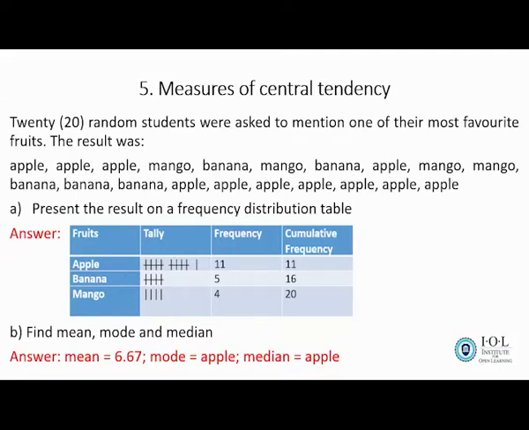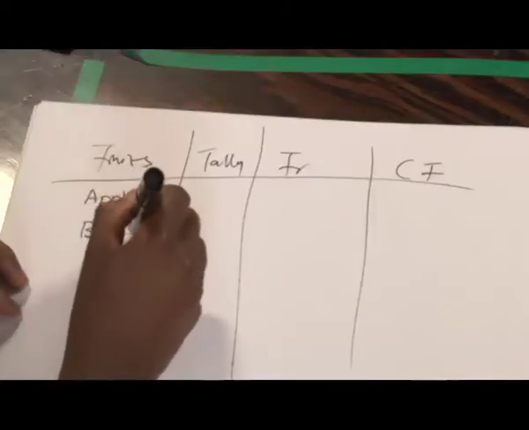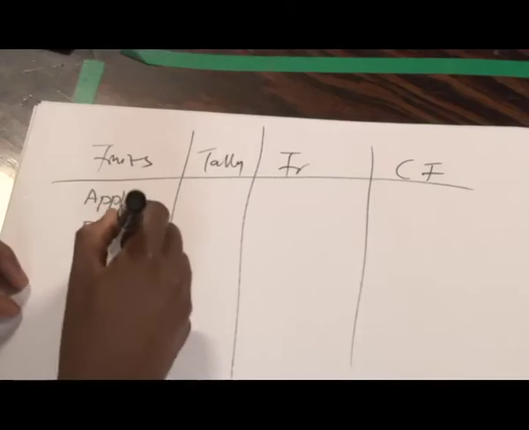You have your fruits, then you have your tally, frequency, cumulative frequency. Then the fruits you can write in whichever order, either alphabetically or not, ascending or descending or just random. In this case, to make it easier, alphabetically: apple, banana, then mango.